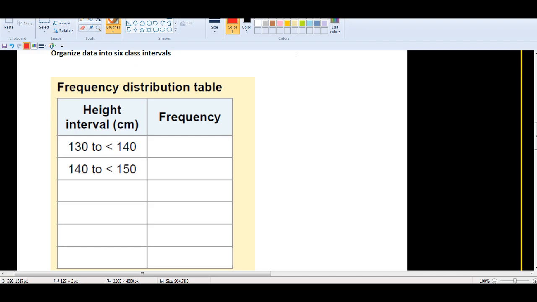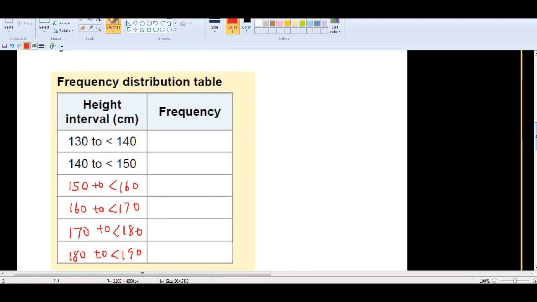All right, so let's write all the intervals first. What will be our next interval? It should be 150 to 160, because every time the width of the interval must be the same. Then 160 to 170, and 170 to 180. Okay, 180 to less than 190.